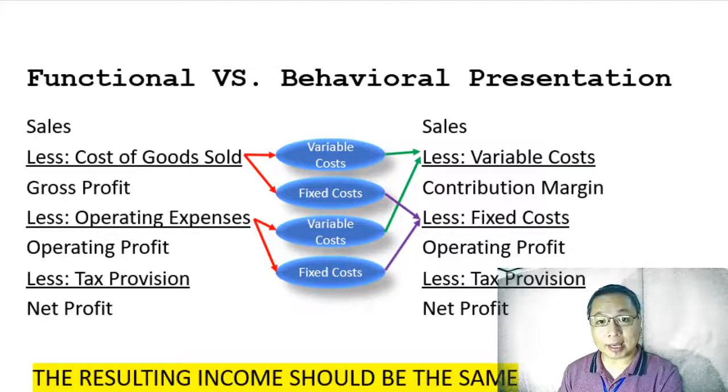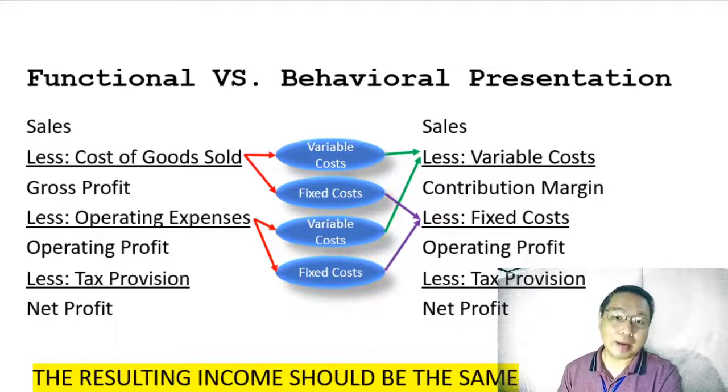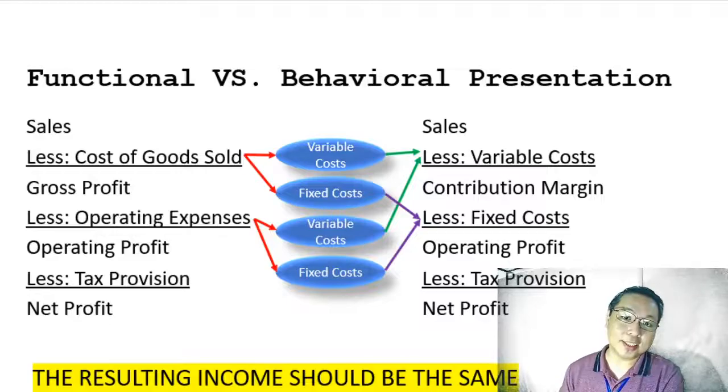Same is true with direct labor. Kinukonsider din ang direct labor na variable cost. However, ang factory overhead ay considered as a mixed cost. So as a mixed cost, it has what? Both the characteristics of a fixed cost and a variable cost.